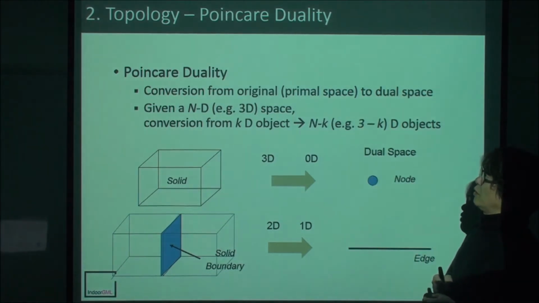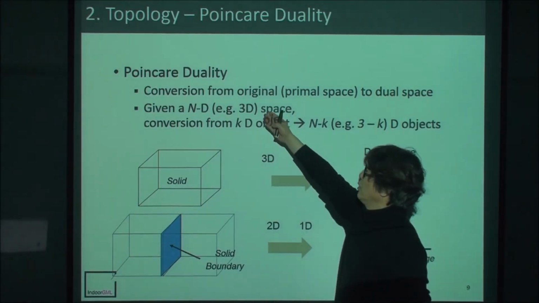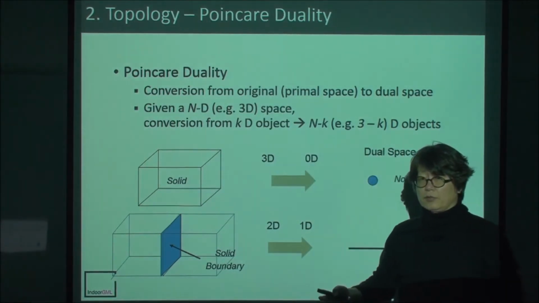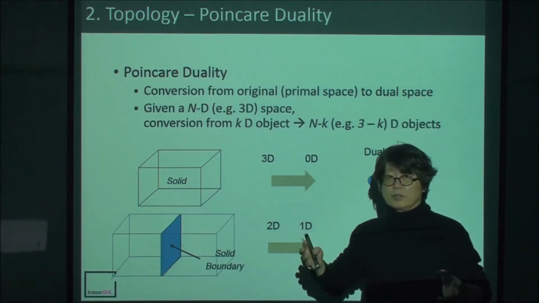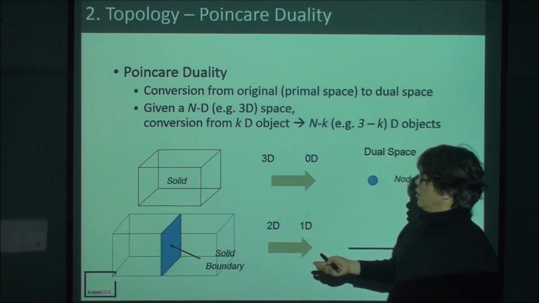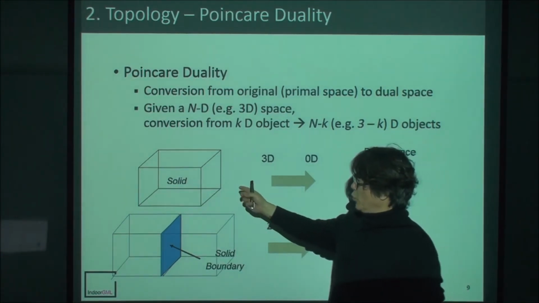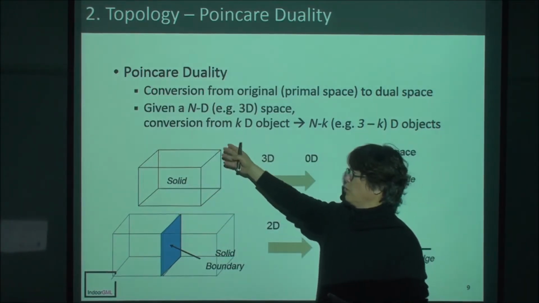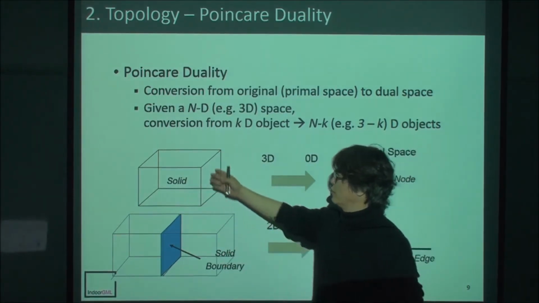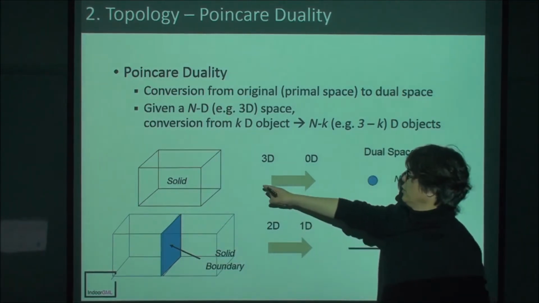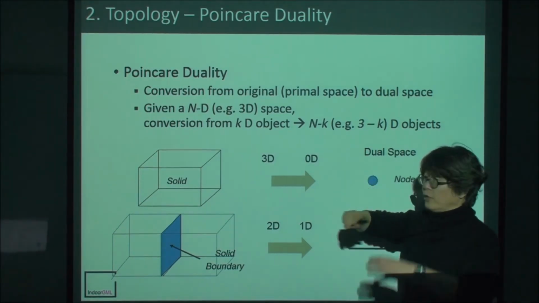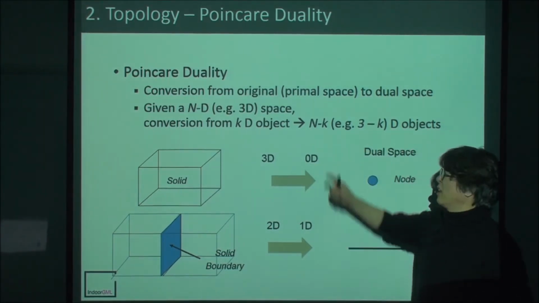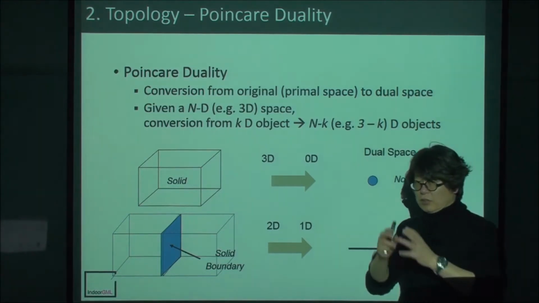We have a theoretical background from Poincaré duality, which explains the conversion process from the original space, that means the topographic space, to the dual space, which is a network or graph space. For example, suppose that we are in a three-dimensional space and we have a three-dimensional object, then it can be mapped to an n minus k dimensional object, where n is the dimensionality of space and k is the dimension of a given object.